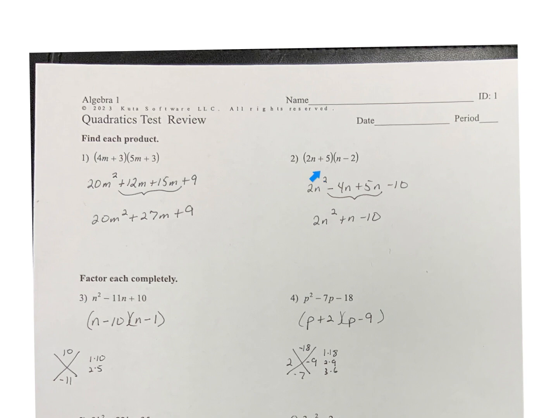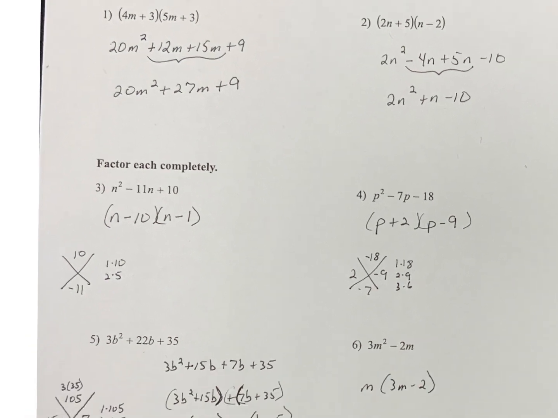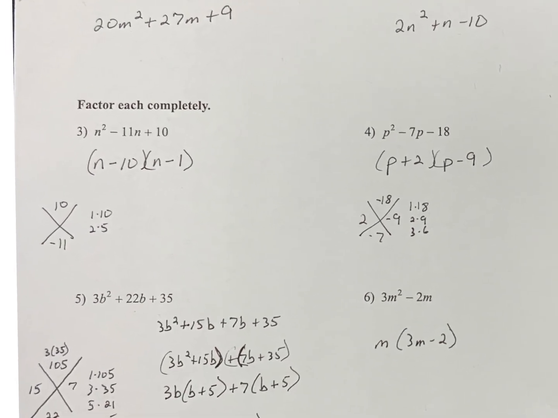Number two, same kind of thing. You're just doing that same multiplication process. Okay, let me zoom in on number 3 and 4. So here, this asks you to factor. So you're not solving it, but you do have to factor. And remember, you can use your X puzzle.